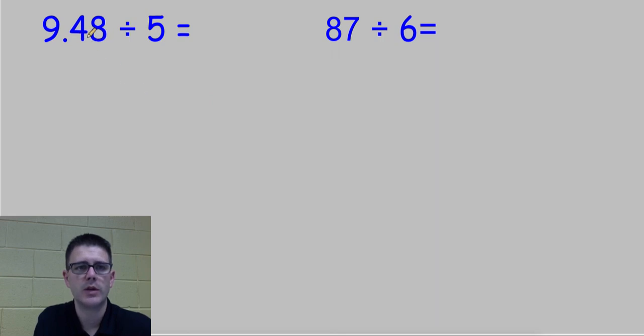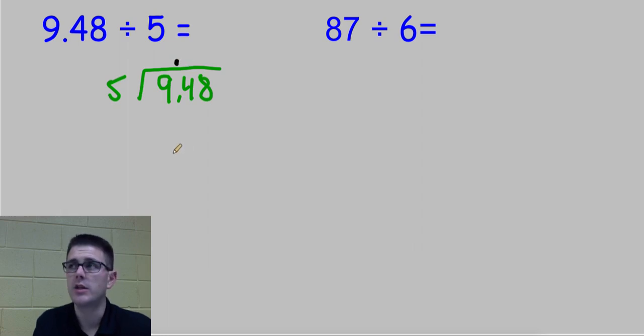But let me do the first one, 9.48 divided by 5. So first number goes on the inside. Second number goes on the outside. First thing I do, so I can't forget, is slide that decimal into my answer. And then I just start to divide. 5 goes into 9 one time, which is 5. 9 minus 5 is 4. Bring down my 4. Repeat.